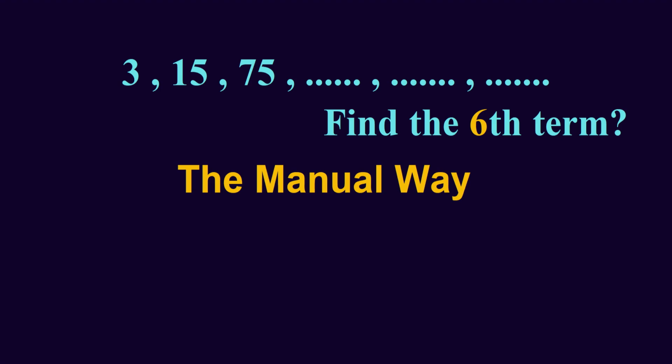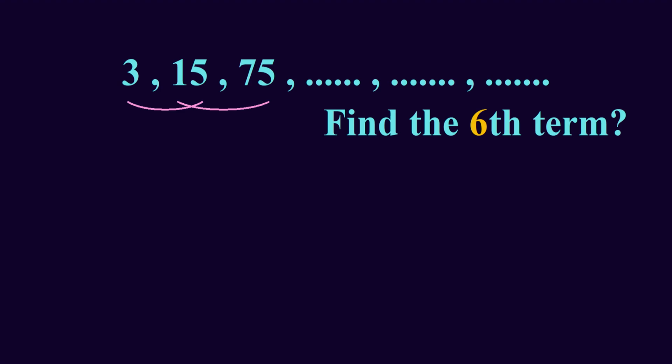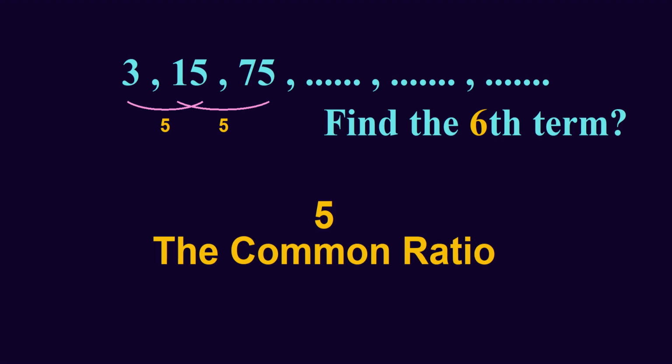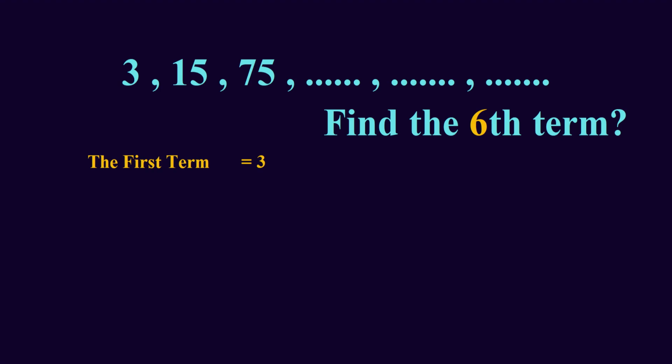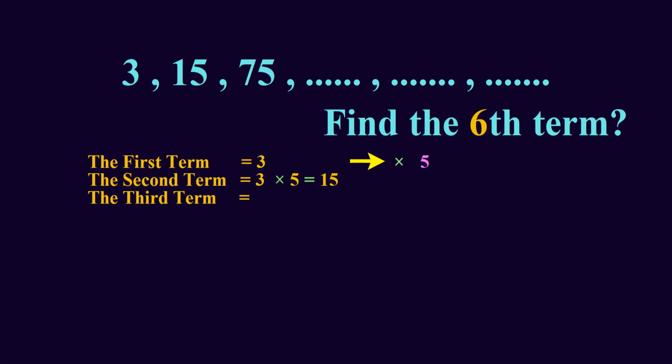As you can see, we found that each term is multiplied by 5. This 5 is what we call our common ratio. Since the first term is 3, we can get the second term by multiplying the first term by 5. And the second term is 3 times 5, which equals 15. And the third term is 15 times 5, which equals 75.